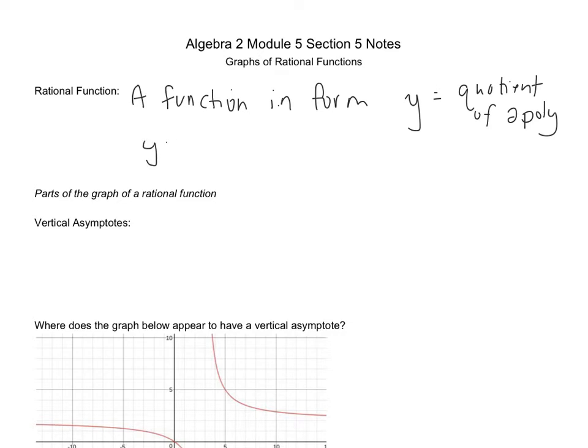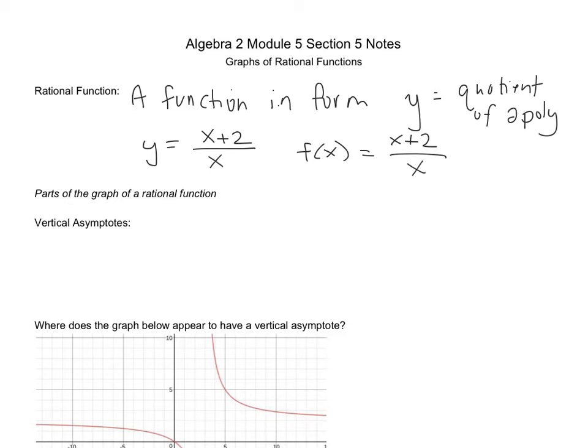So for example, y equals x plus 2 over x. That would be a rational function. We can also write it in function notation with f of x equal to x plus 2 over x.